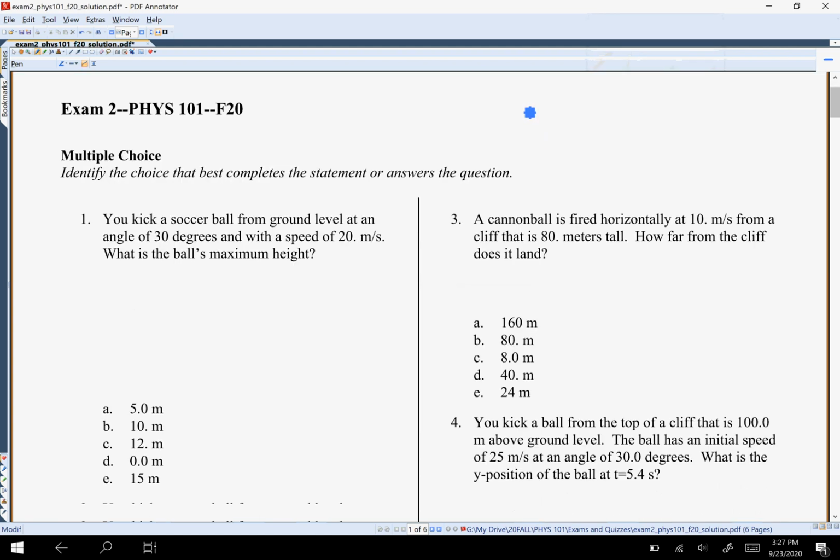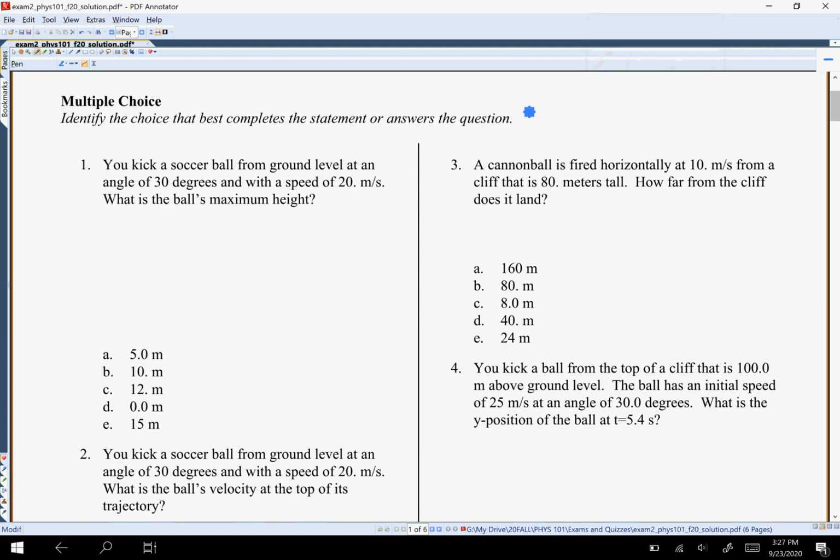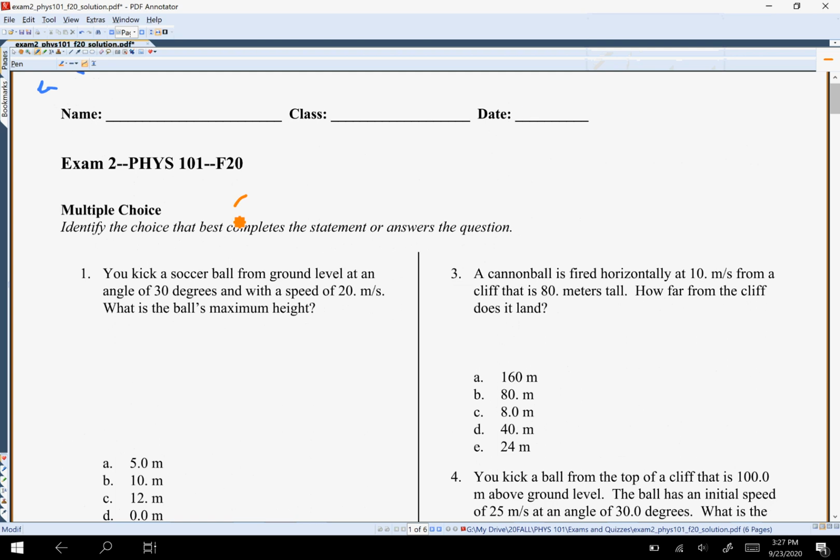Okay, this is exam 2 for Physics 101 for fall 2020. Here I'm kicking a soccer ball and it's going from ground level to ground level like this. And it has an initial speed of 20 meters per second at an angle of 30 degrees. And I want to know what is the ball's maximum height.